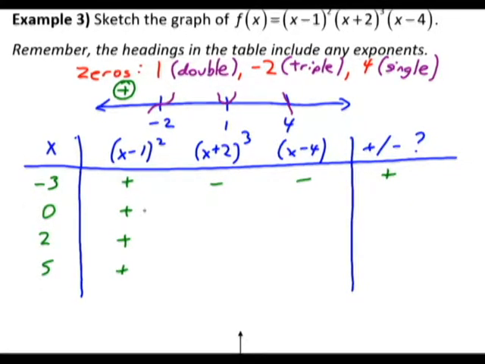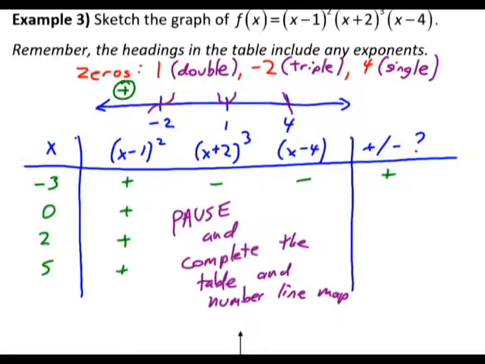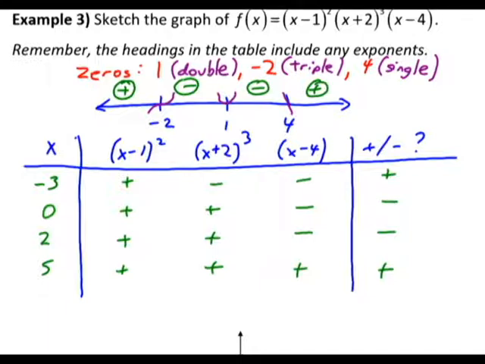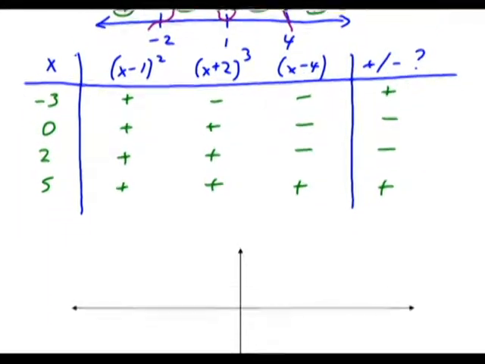Go ahead and finish the rest of the table. Here's what you should end up with: positive interval, negative interval, negative interval, positive interval. Now we set up the graph.